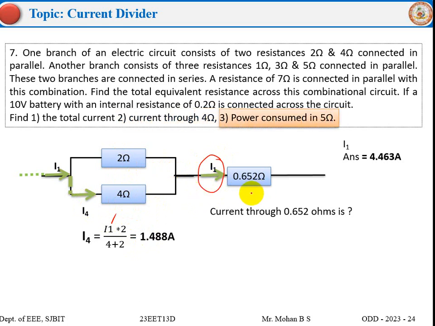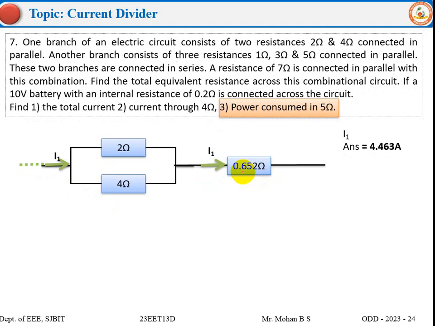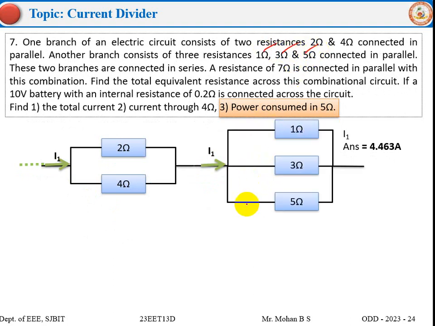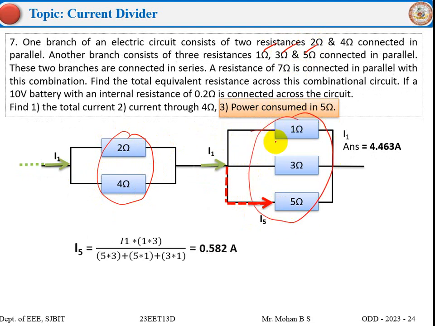Let us find the power consumed in 5 ohms. So 0.652, how did we get that? Because we had 1, 3 and 5 in parallel. Now let us find the current through 5 ohms. I hope you remember that we have different equations for the current divider when we have 2 branches in parallel and when we have 3 branches in parallel. So according to that, I5 is equal to I1 into 1 into 3 divided by 5 into 3 plus 5 into 1 plus 3 into 1, and we get 0.582. Or, if you want to use only the 2-branch formula, convert 1 and 3 as parallel, then you'll have 2 branches, and you can apply the 2-branch current divider.